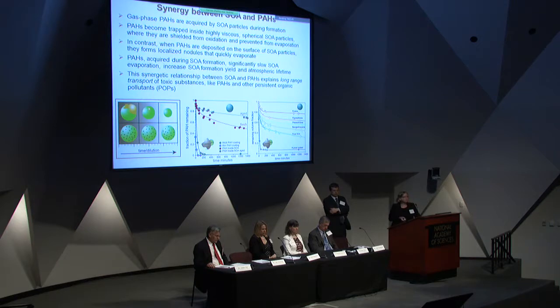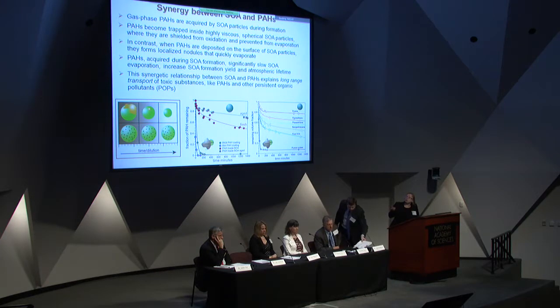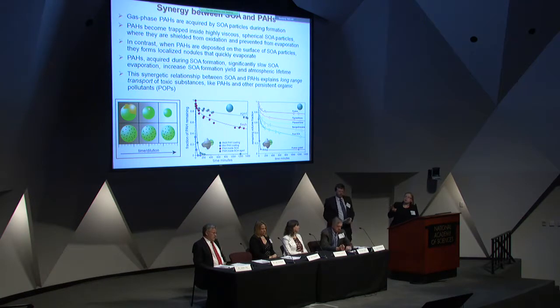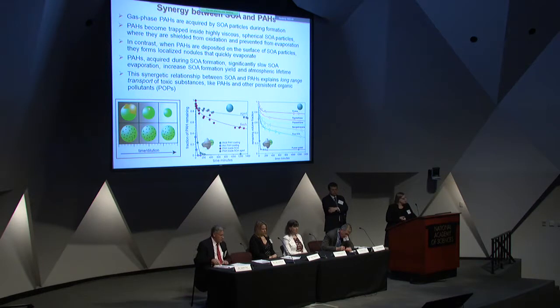Perhaps then it's not surprising that in pristine environments like the Arctic, gas phase concentrations of PAHs are orders of magnitude lower than in China or in Europe. But in particle form, it's nearly the same as close to the sources. In contrast, when PAHs just sit on top of the particles, they evaporate completely and very fast. So this data provides an explanation for long-range transport of toxic substances like PAHs and perhaps other persistent organic pollutants regulated by EPA.